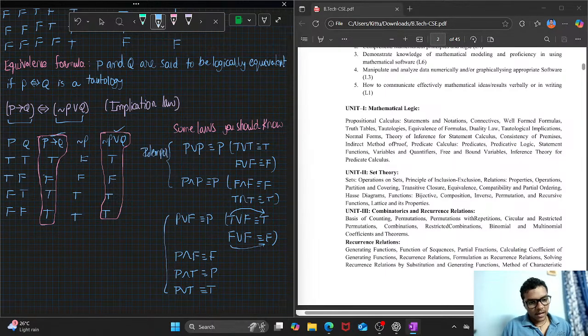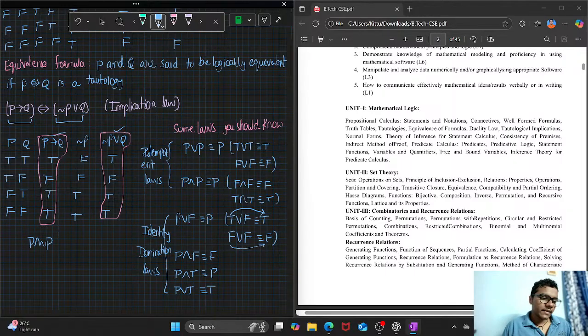You can refer to what laws in the notes. I'm just trying to explain them here. Idempotent laws, identity, domination laws, distributive law.